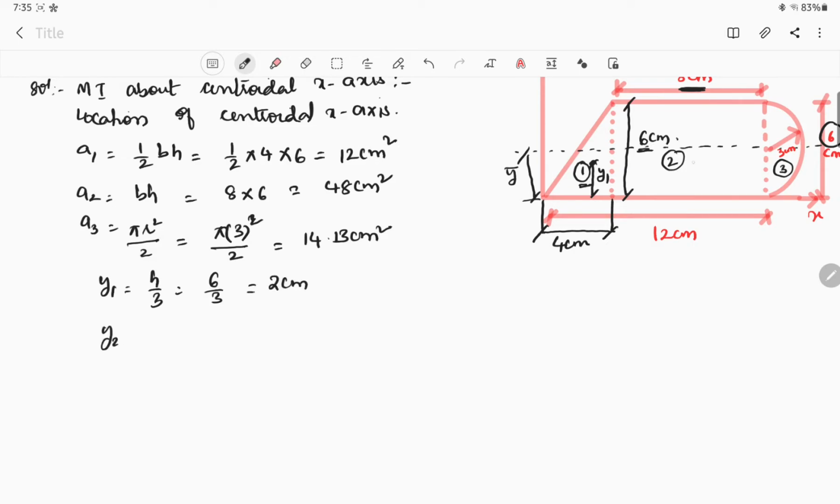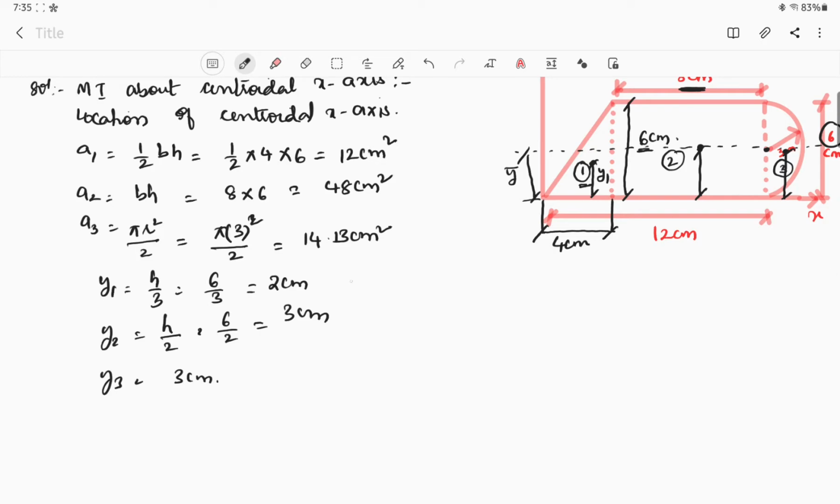What about y2? See here, suppose this is the centroid, what will be this distance? Height by 2, H by 2, which is equal to 6 by 2, which is equal to 3 centimeters. What about y3? Y3 is from here to here, it will be 3 centimeters. We got the values of y1, y2 and y3.